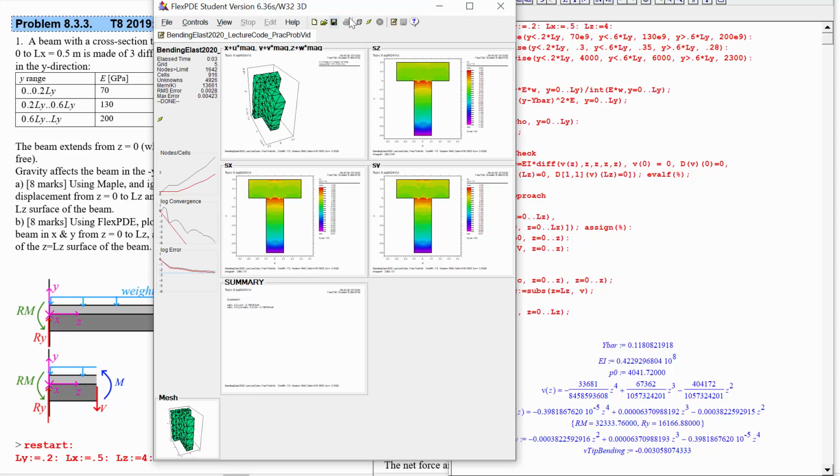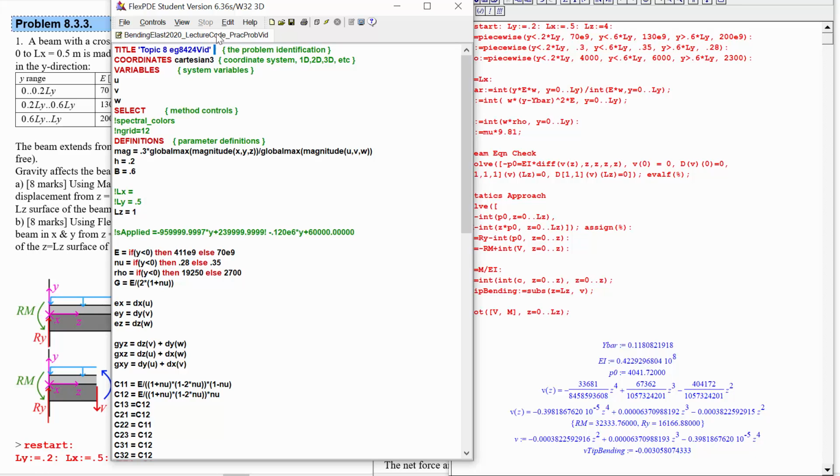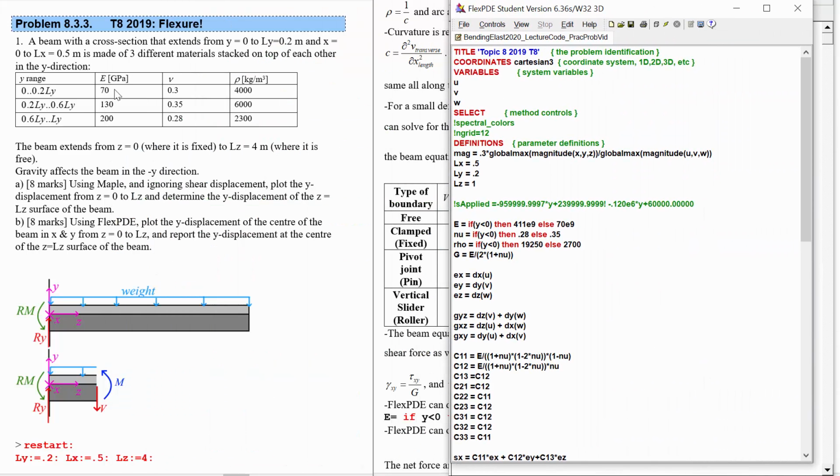So let's build this up in FlexPDE. I've saved this as a new file. We've got the name different. Now let's just change it to topic 8, practice, maybe 2019 test 8. Sure. Okay. So what do we need? We don't need this stuff. We're going to put back in our Lx is 0.5 and Ly is 0.2. I looked at the maple, but that's kind of a mistake. I should ignore the maple and go back to the practice problem in case I typed out something of the question wrong. And this way I'll be able to catch the error. Okay, and Lz is 4, so 0.2, 0.5, yeah.